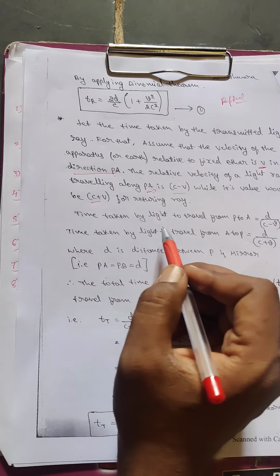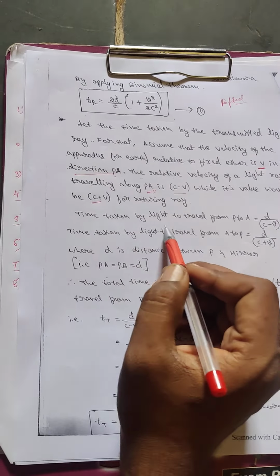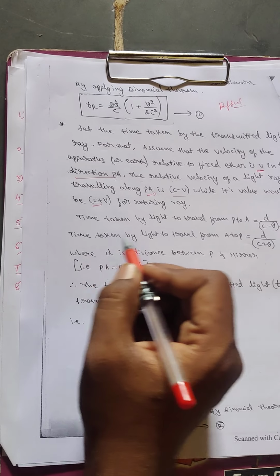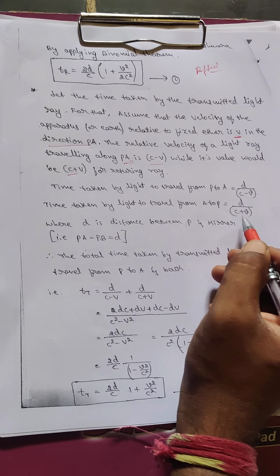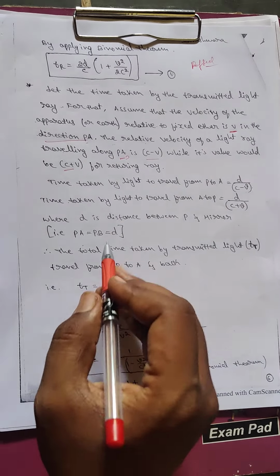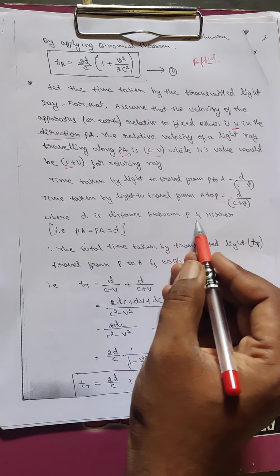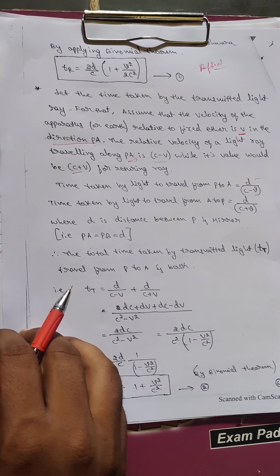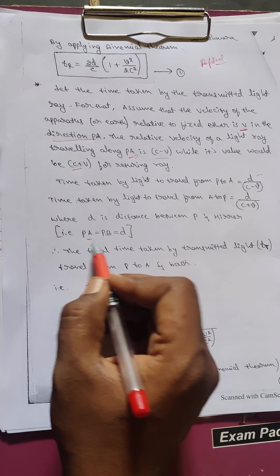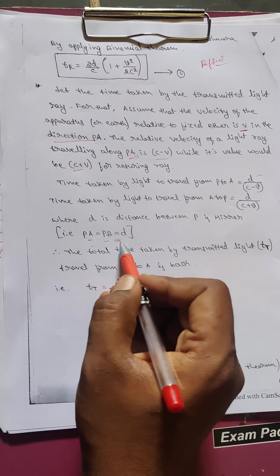Now the time taken by the light to travel from P to A is d divided by c minus v, and for the reverse, from A to P, it is d divided by c plus v, where d is the distance between P and the mirror. PA is equal to PB, which is equal to d.